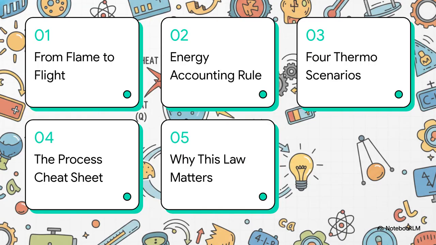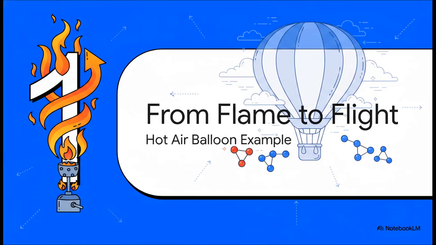So here's our game plan. We'll start with our balloon, then we'll get into the energy accounting rule that makes it all possible. After that, we'll look at 4 specific thermodynamics situations, pop them all into a super handy cheat sheet, and then we'll talk about why this one law is so critical to, well, pretty much everything. All right, let's get right to it.